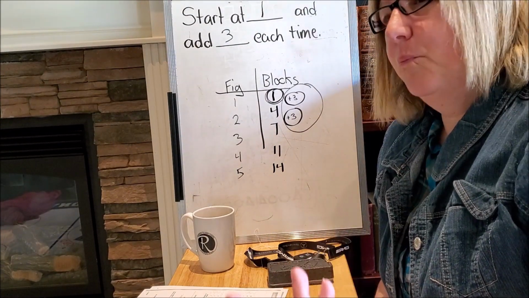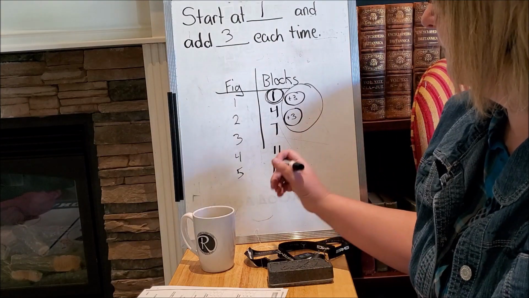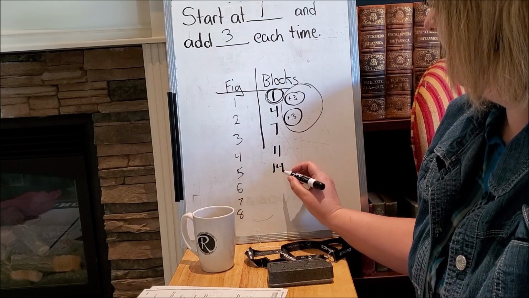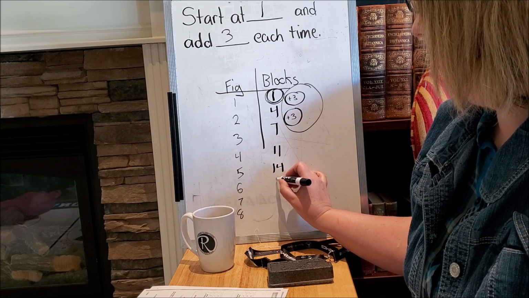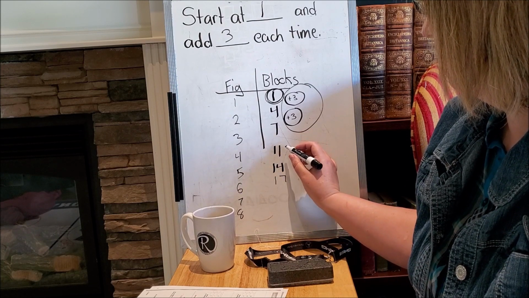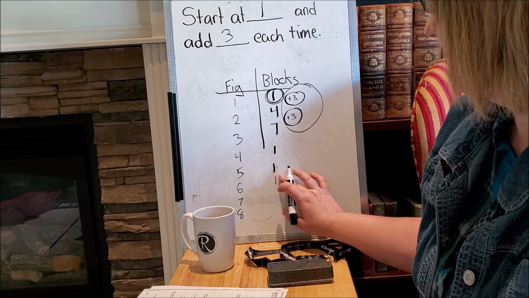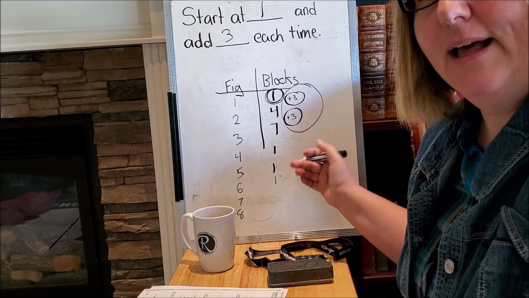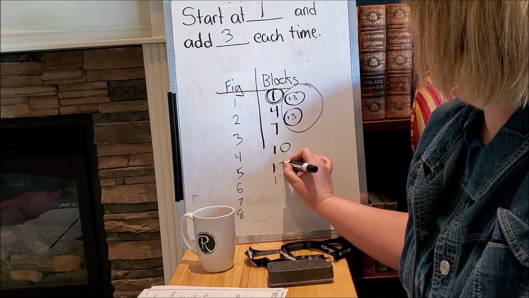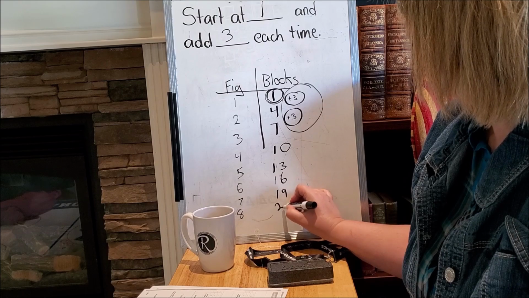But I could say, well, what would figure number 8 have? And I could fill out the pattern rule and keep on adding 3, so 17. Okay, Mrs. McGilvery cannot add today. My goodness, you're probably at home going, that's not how you add. Anyway, 7 plus 3 is 10. There you go. And then 13, and then 16, 19, and 21.